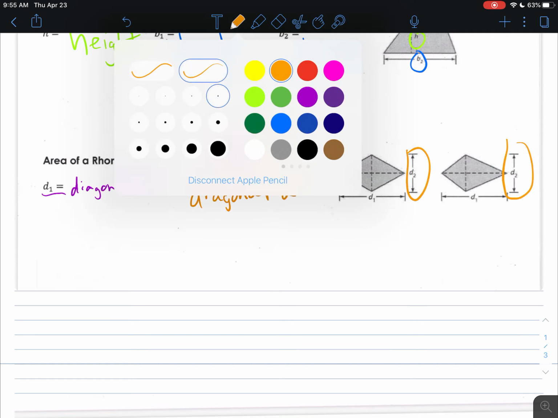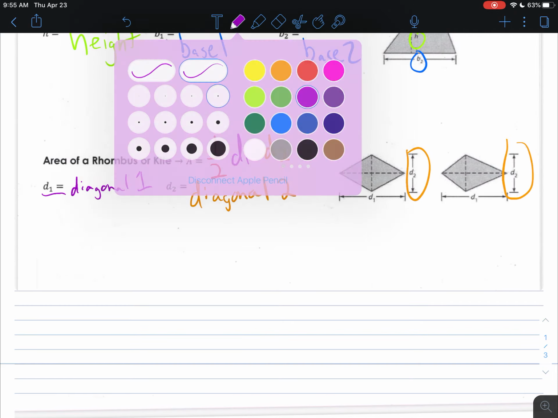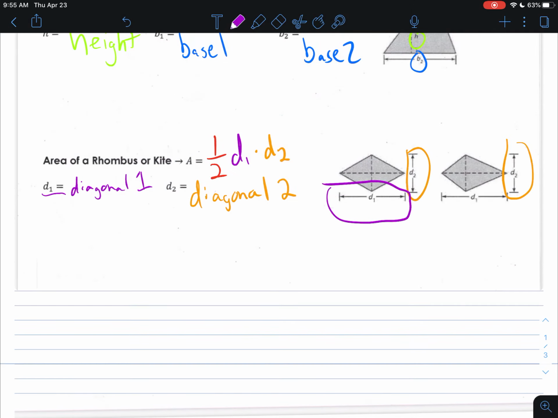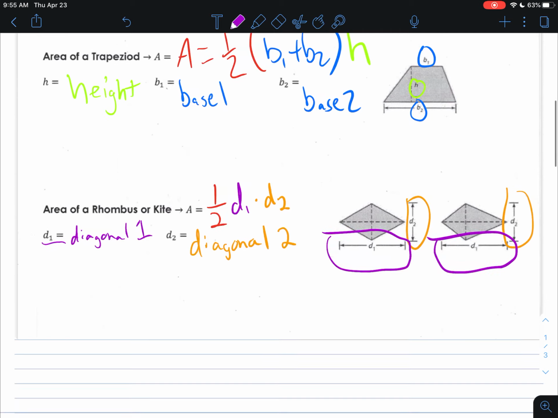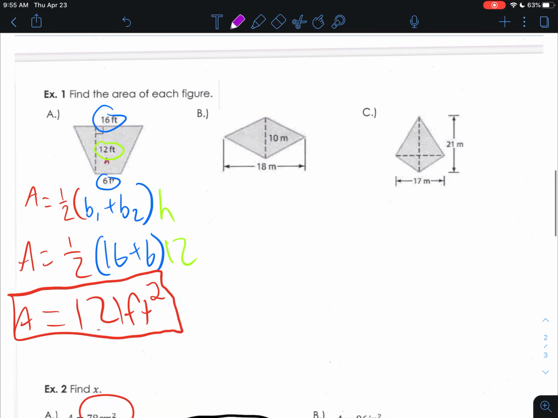I will circle the appropriate diagonal and I will color code it for you guys. So it's actually pretty easy. It's actually probably easier than the area of a trapezoid. So let's look at example B.